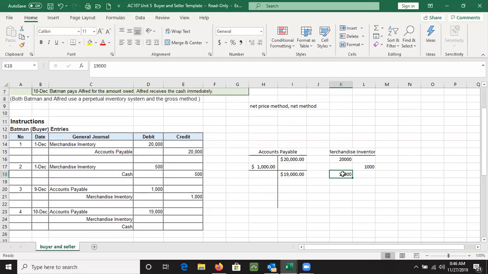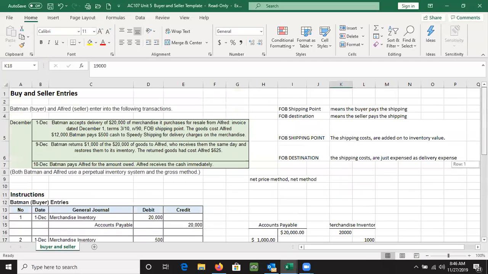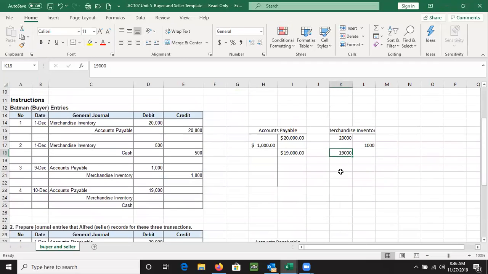Batman owes $19,000 less a 3% discount. So when you're getting the discount value of something, the formula would be the full value, $19,000, minus the full value, $19,000, times the discount percent. All right, if you're good with math, you could do that any way you want, but this is a great way to break it up.